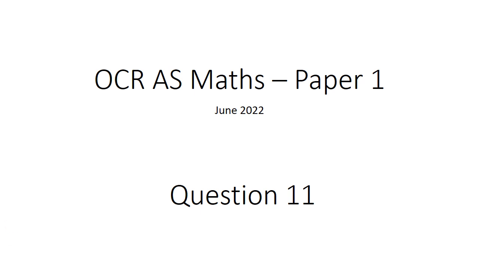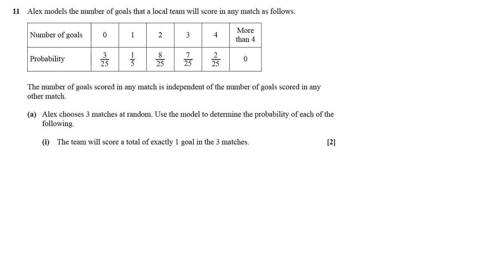In this video, we're going to look at question 11 from your paper 1, which is on discrete random variables. The question says, Alex models the number of goals that a local team will score in any match as follows. And we've got our table below, which shows us the number of goals and the probability of scoring each of these goals. The number of goals scored in any match is independent of the number of goals scored in any other match.